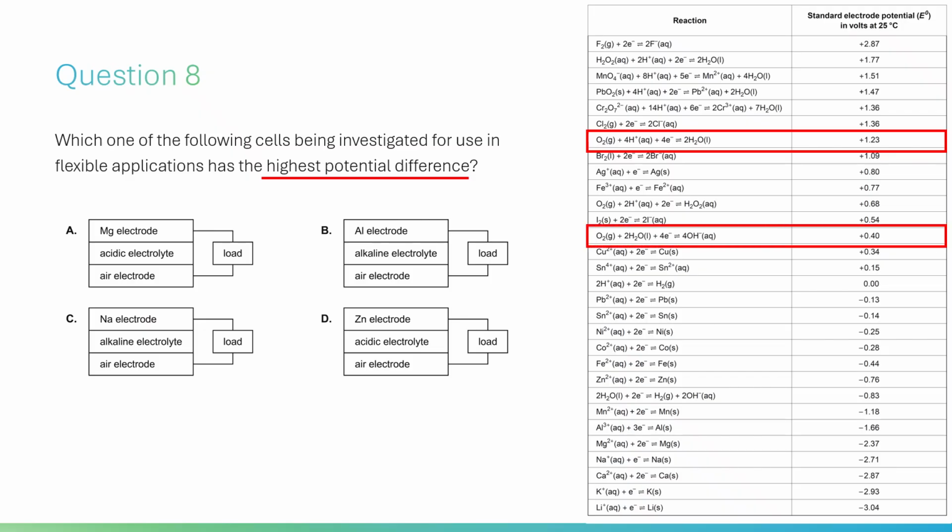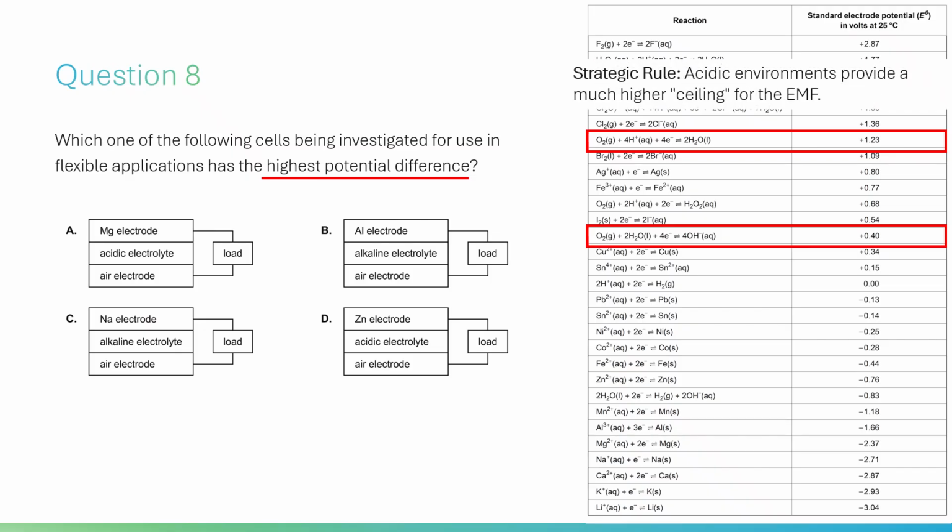The reduction of oxygen is the cathode reaction for all options, but its strength depends on the concentration of hydrogen ions. In acidic electrolytes, oxygen has a higher starting potential. In alkaline electrolytes, the potential of oxygen is significantly lower. Strategic rule: acidic environments provide a much higher ceiling for the EMF.